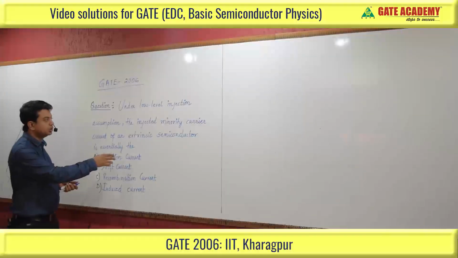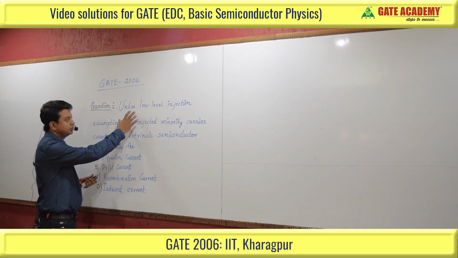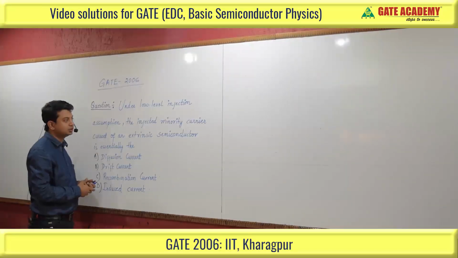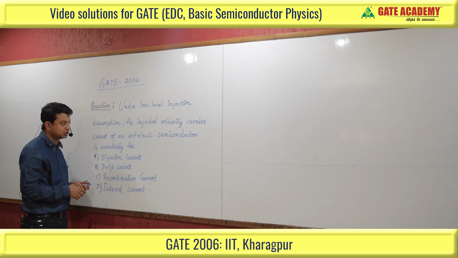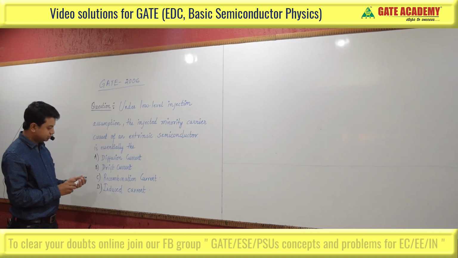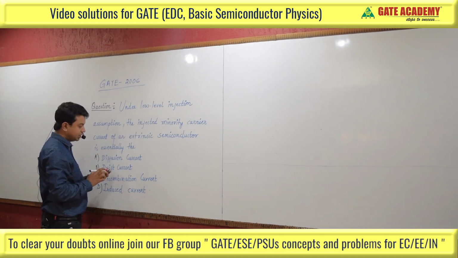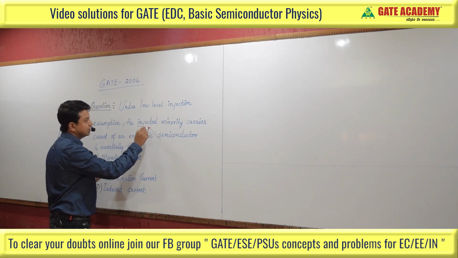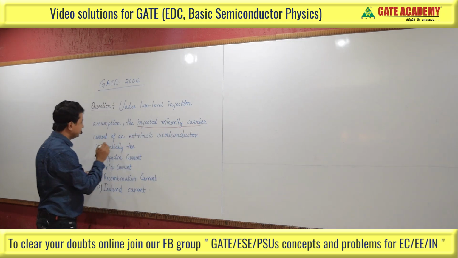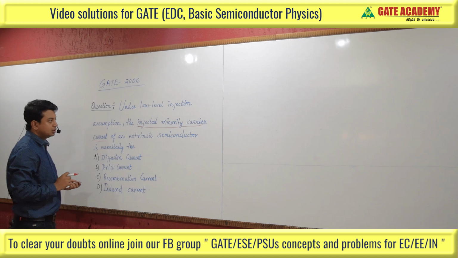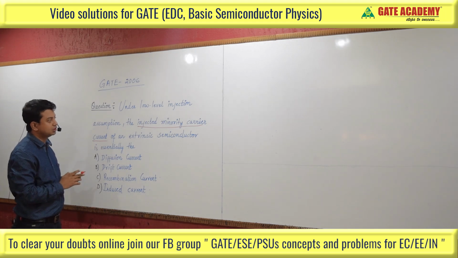So here is the question, and we should understand the statement first, and then we will go for the option. In this question, the statement that has to be underlined here is injected minority carrier current. What is the meaning of this statement first?